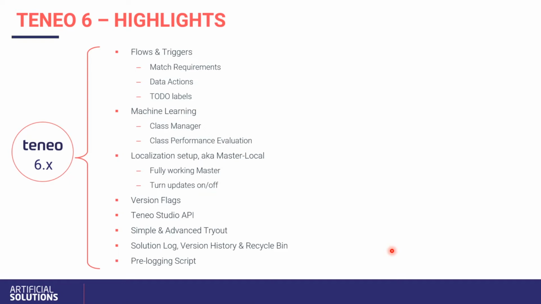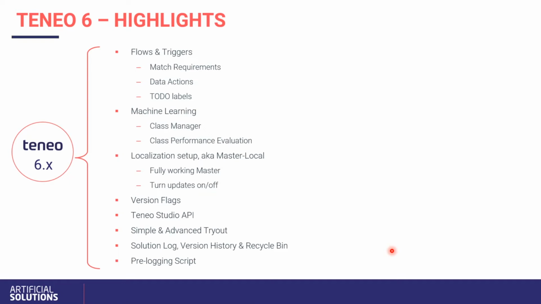So we're going to be talking about what's new on flows and triggers. And when we talk about flows and triggers, we're going to be talking about a concept called match requirements, a concept called data actions, and also something called ToDo Labels. So we'll see what that is. In terms of machine learning, there's also a couple of updates, which involve a new class manager and a new class performance evaluation tool. So those are 2 things we will talk about.